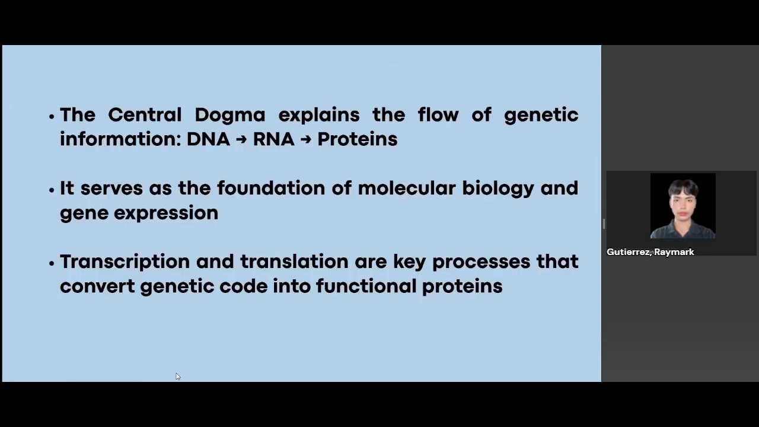To wrap up our presentation, let's reflect on the central dogma as a whole, not just a diagram or flowchart. It's the central framework that helps us understand how our genetic code is interpreted into action. DNA holds the instructions, RNA acts as the messenger, and proteins carry out the function. This linear flow allows life to sustain itself, reproduce, and adapt. Next slide, please.